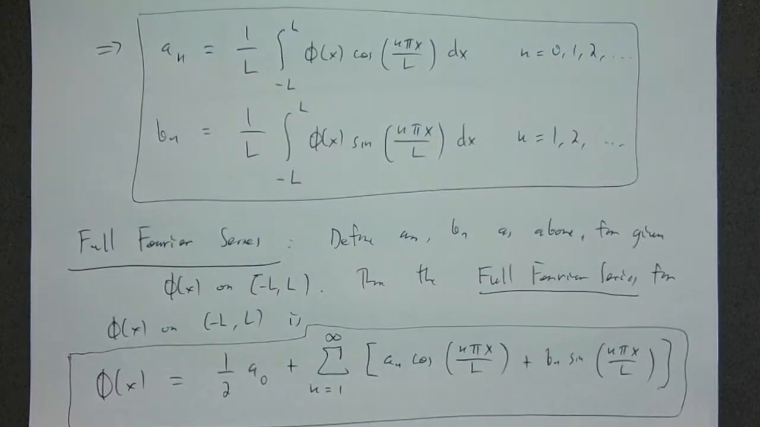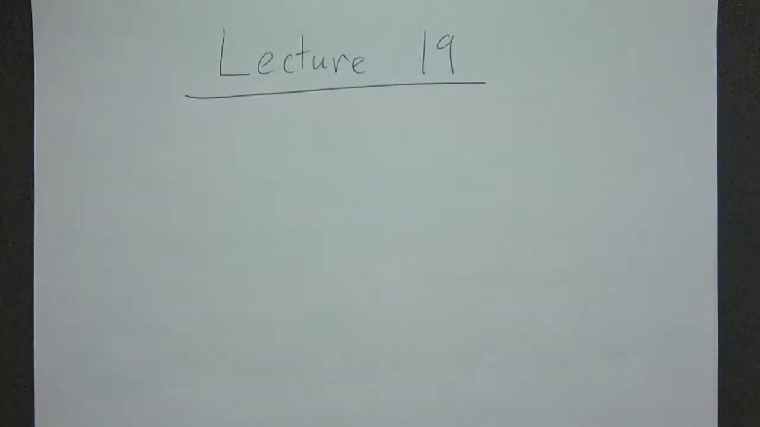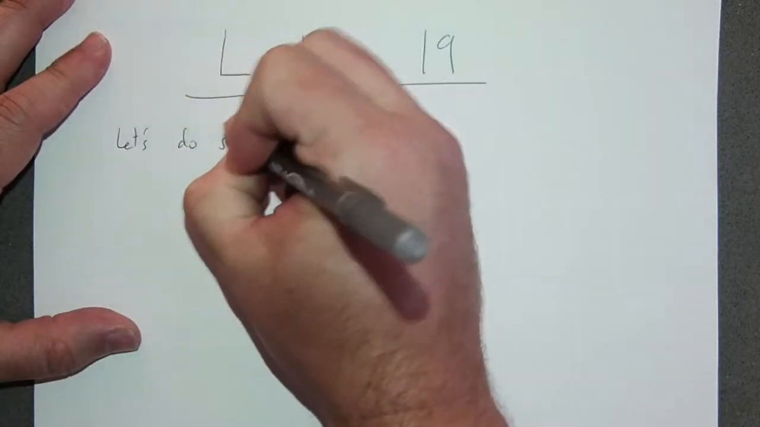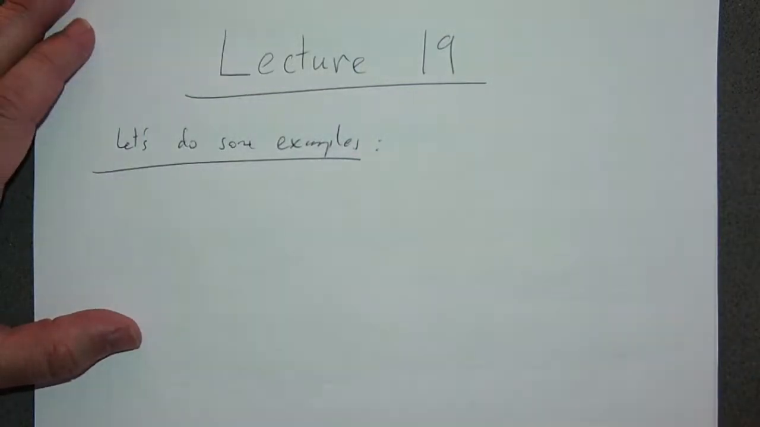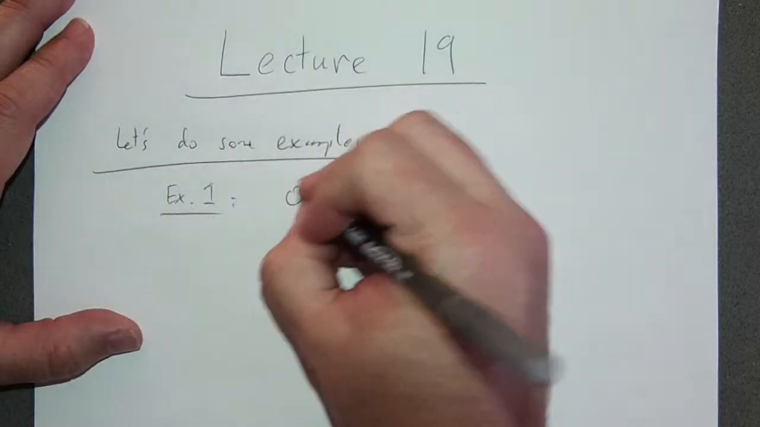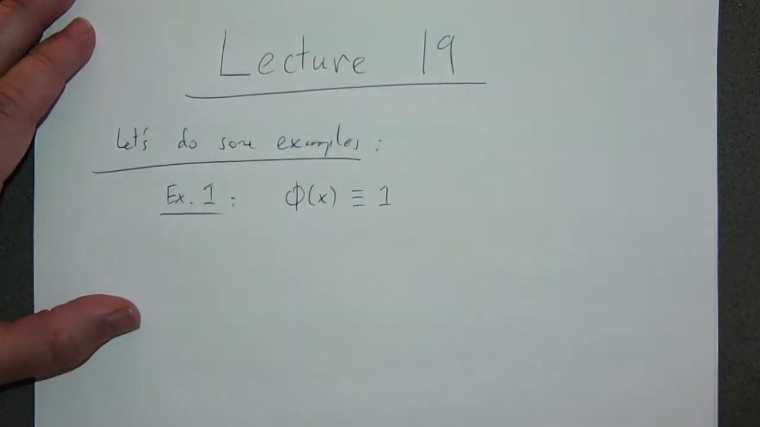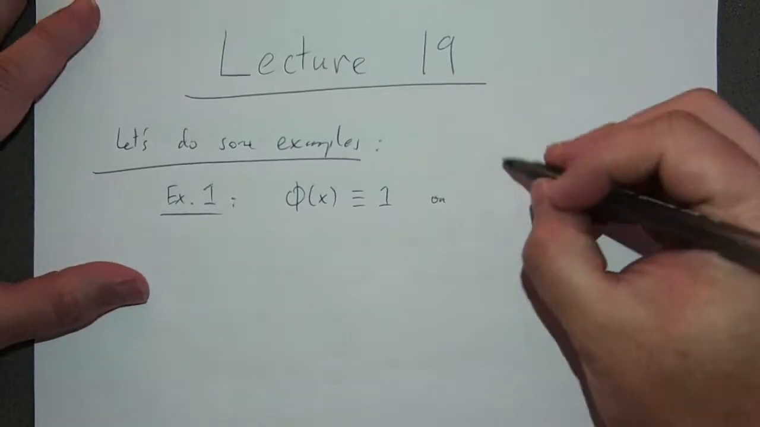And so, what's a good way of seeing how this works? Let's focus on some examples. Let's do some examples. Example 1: let's have a look at the function that is identically 1 on the interval 0 to L.